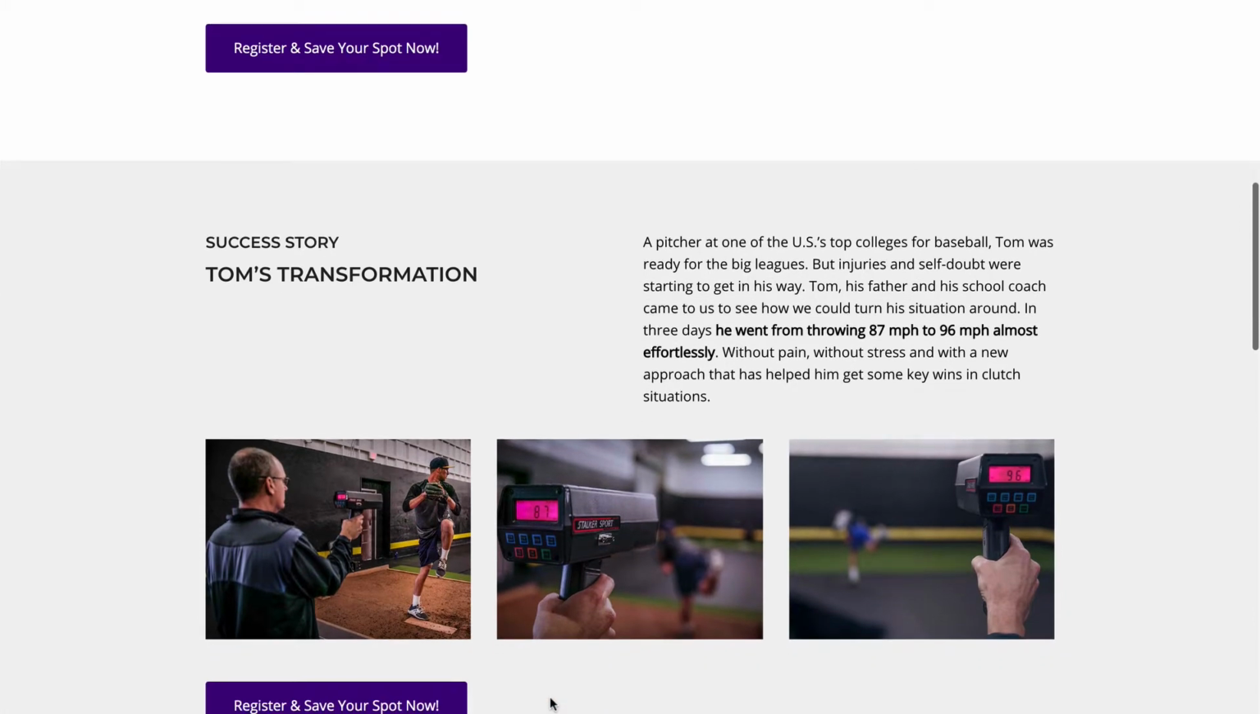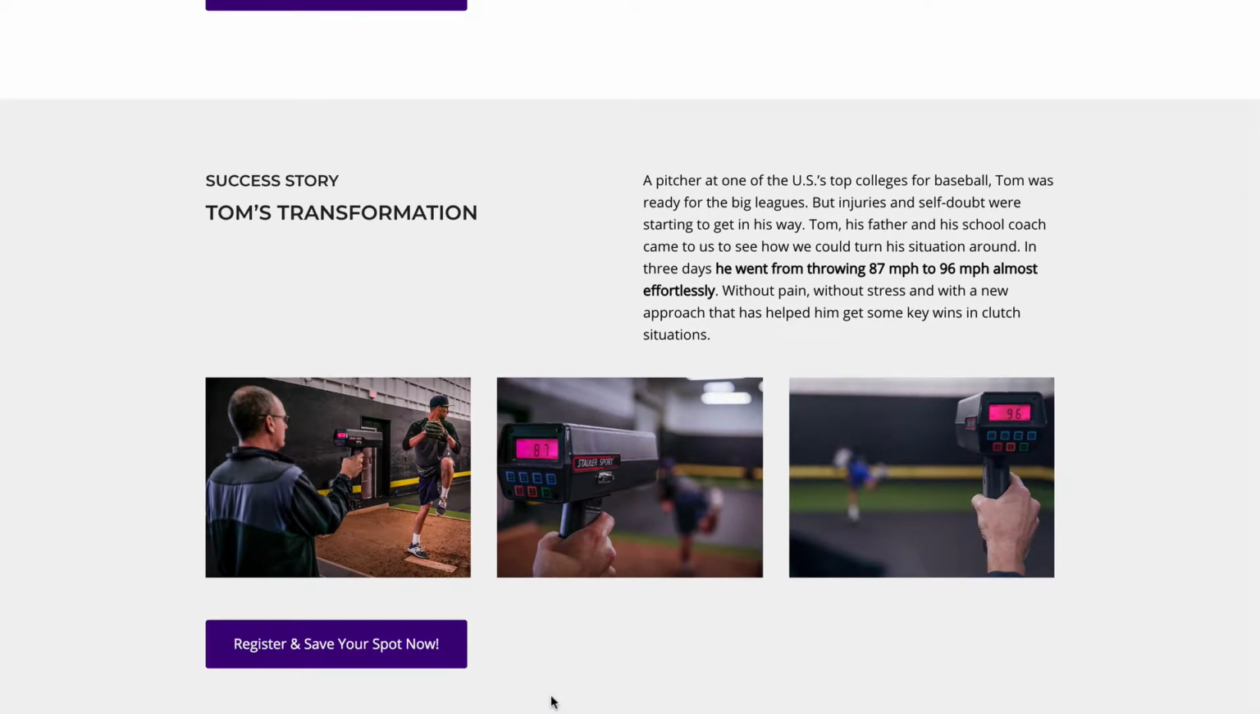And here's where you can insert a before and after story. Now in this case, these guys don't have exactly one of those selfies where someone's overweight and then they're really skinny in the next picture. But this is another way of doing it effectively. You can state something about the person, about the athlete, and then a little bit about their story, why they came to you, what their problems were, and then what happened after the workshop, after the clinic. He went from throwing 87 miles per hour to 96 miles per hour almost effortlessly. And you can see that in the pictures.